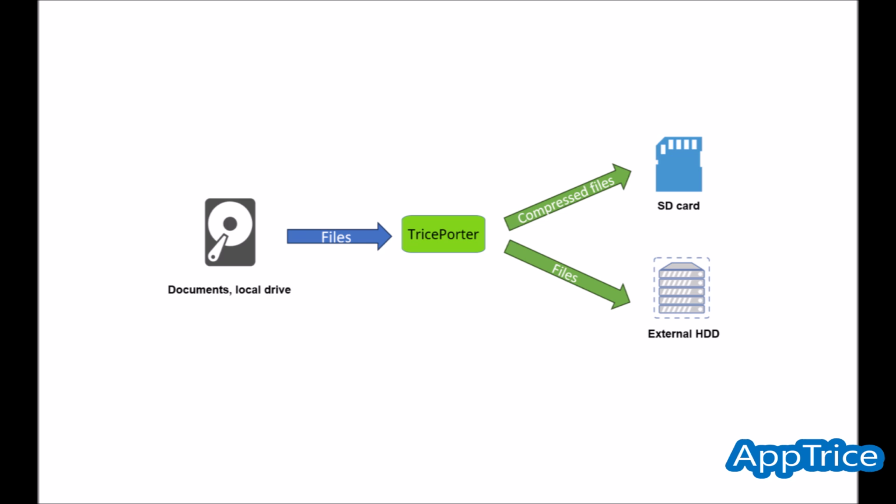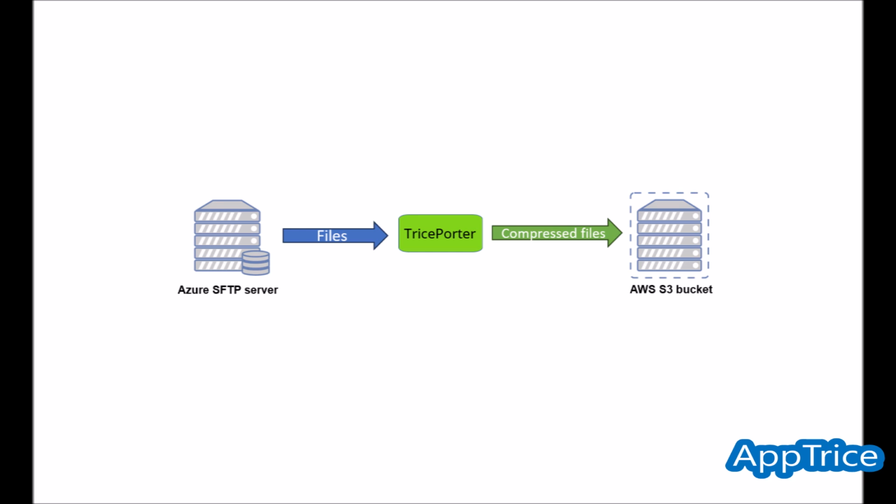TricePorter comes with a predefined configuration that can be used for local file transfers on your PC, such as archiving data to a separate physical drive. However, let's assume you want to collect files from an Azure SFTP server and push the data to Amazon S3. Let's walk through the configuration changes required for that.